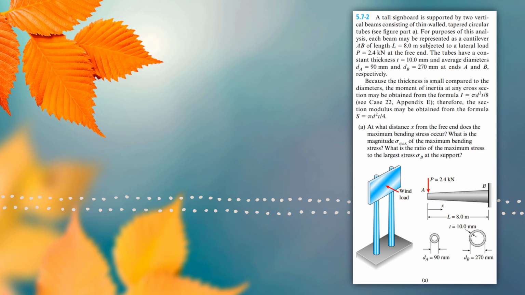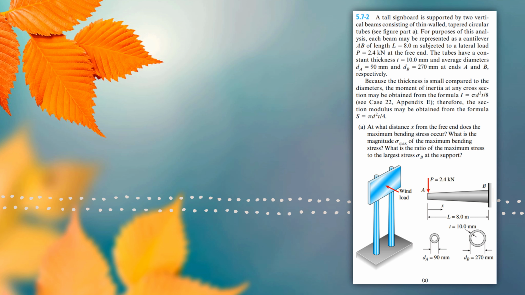A tall signboard is supported by 2 vertical beams that are thin-walled and tapered. The beams can be modeled as cantilevers with a length, a force P that they have to hold, and they have an average diameter at part A and B and a constant thickness. Due to the thickness and the fact that we're using a thin-walled approximation, we have this I, which is given to us, and an S that's also given to us.